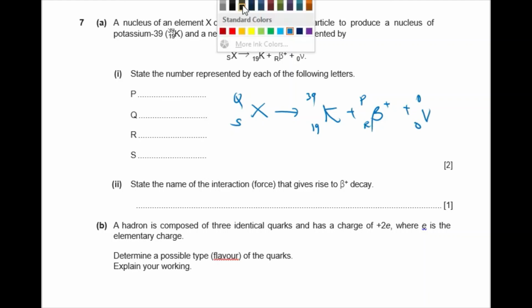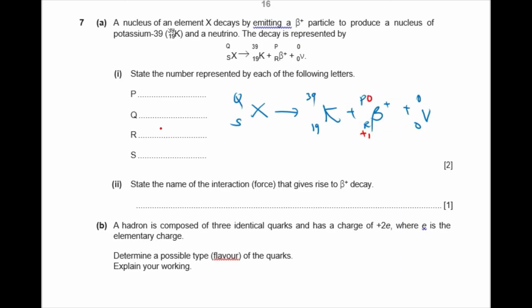So we have to balance this equation. Beta positive: R is positive 1 and P is 0. So here R is positive 1 and P equals 0. Q, we have to total all: 39 plus 0 equals Q. So 39. And then S, we have to total the proton number here: 19 plus 1, S equals 20.